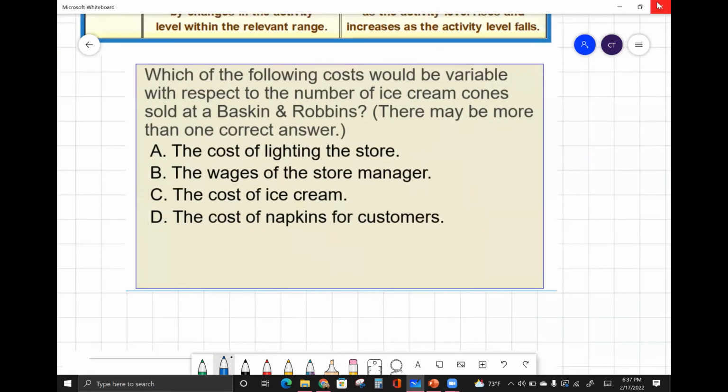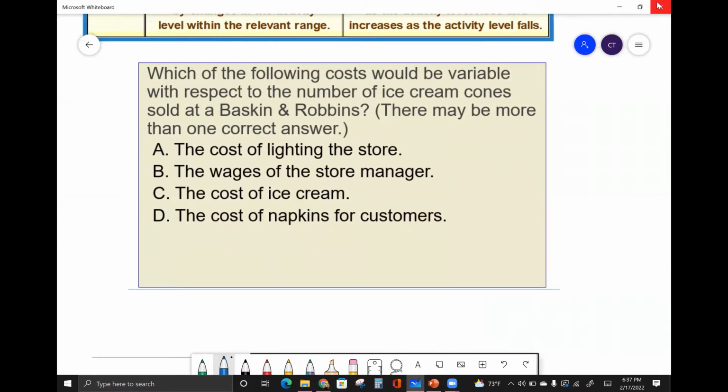Which of the following costs would be variable with respect to the number of ice cream cones sold at Baskin and Robbins? There may be more than one correct answer.